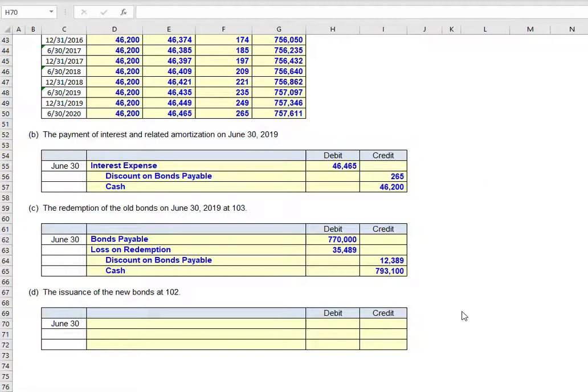We're told that we issue the new bonds at a price of 102, or 102% of par. The bonds had a par value of $1 million, so our issue price will be $1,020,000. Of course, we always record our bonds payable at their par value or face value of $1 million. Debits don't equal credits, so we will need to credit a premium on bonds payable for $20,000.